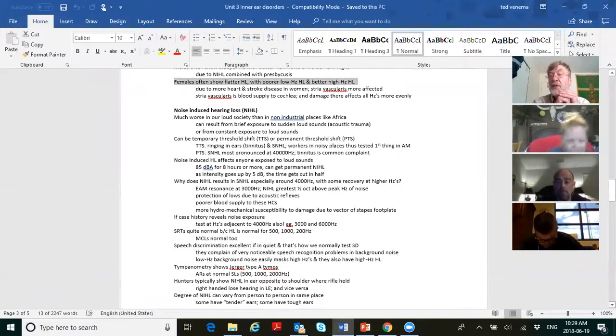Noise-induced loss is the second most common cause of hearing loss in the world. Think about that. How much hearing loss is conductive? 5%. How much hearing loss in the world is sensory neural? 95%. Of that 95%, the bulk of it is presbycusis, but the second most common cause of sensory neural loss is noise-induced hearing loss. And you've got to put this riddle together too, because noise-induced loss is also the most preventable hearing loss.